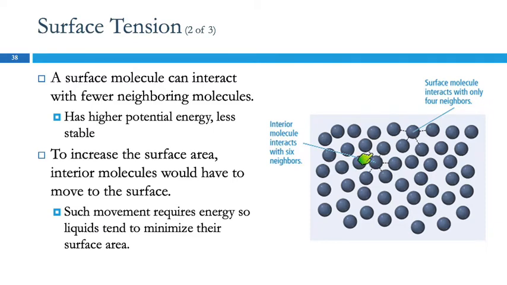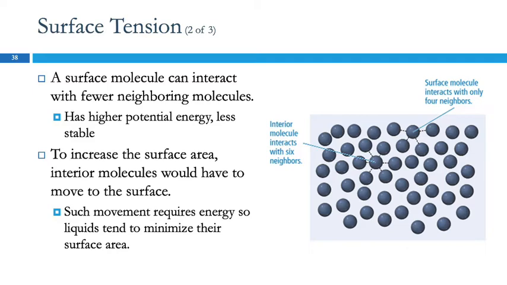Well, if we look at a water molecule down in the middle of the water, it's going to be attracted to multiple different neighbors. So we're looking at a two-dimensional drawing of water, not three dimensions. We can see that this one is close enough to interact with 6 other water molecules, whereas this one is interacting with only 4 neighboring molecules. Because it's interacting with fewer neighbors, it has higher potential energy, it's less stable.